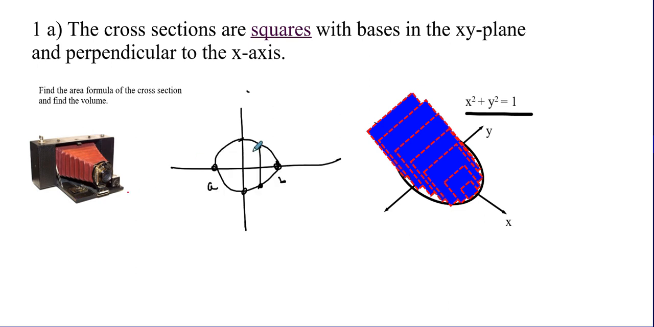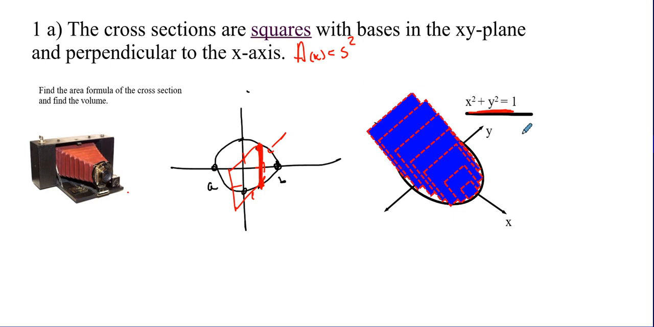Now, our key thing is how to find the area of a square. We know the area is s squared, so we're trying to figure out the side in terms of s. This is where the algebra comes in. Because we have this equation, we need to figure out what the length is from here to here, perpendicular to the x-axis.